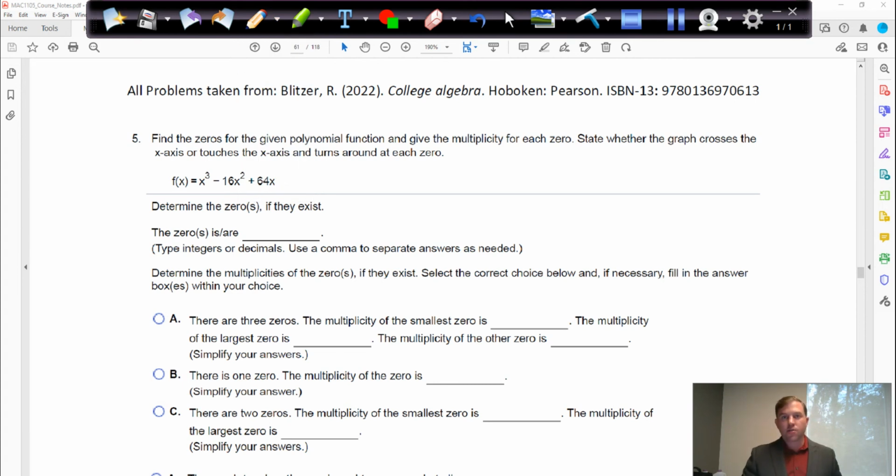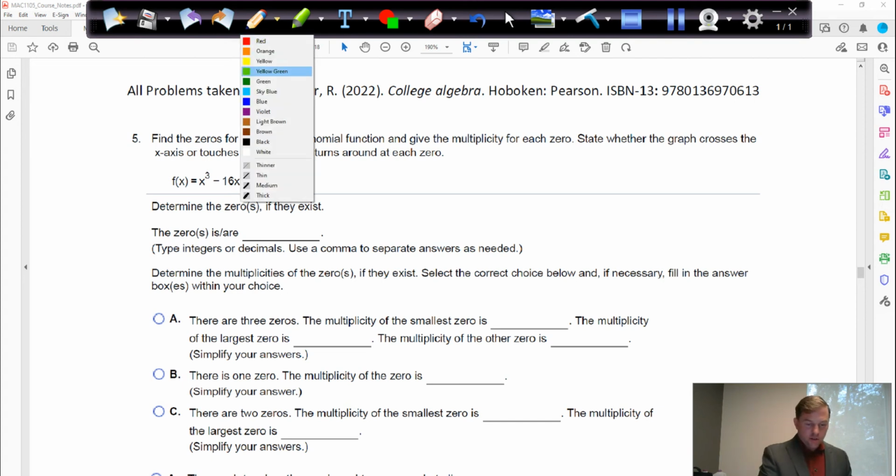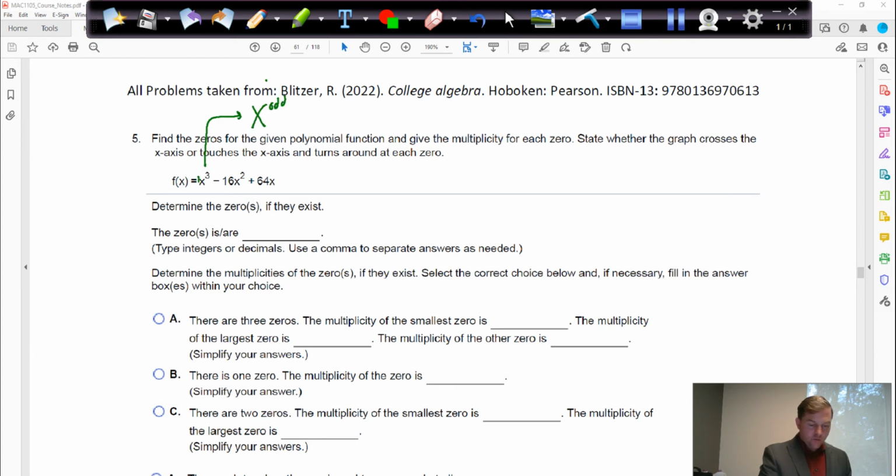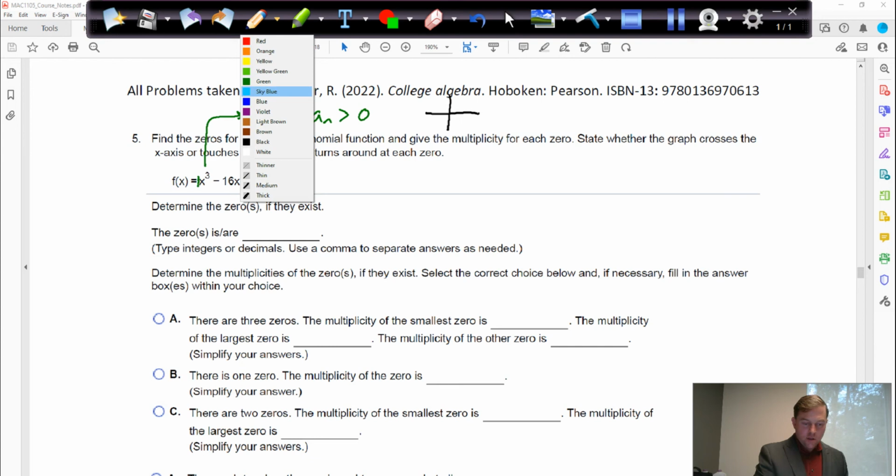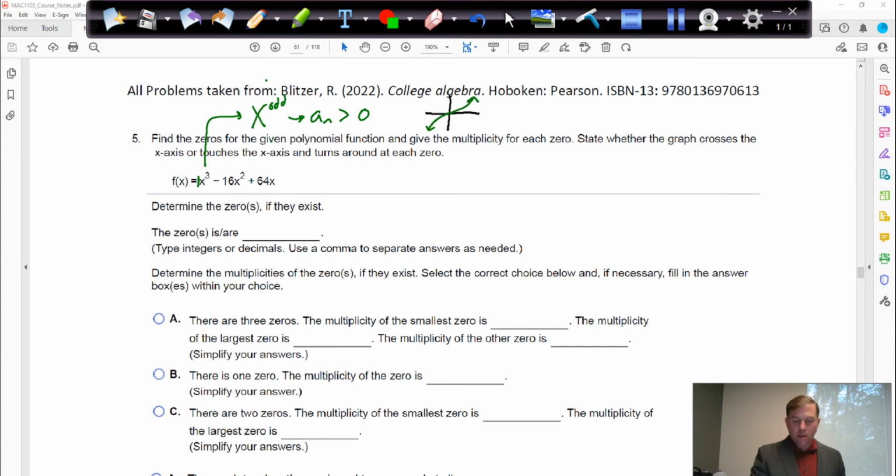Okay, for 5, it's going to get a little more interesting because we're going to look at the end behavior and we're going to start to find the zeros of the function. We're going to do more things. First off, we notice that this is x to the 3rd. So we have x to an odd power, and the leading coefficient is 1, so that's positive. So an is greater than 0, it's 1. We know the shape should be like the one we started with for end behavior. It should fall to the left and rise to the right. So the overall end behavior should look like that.